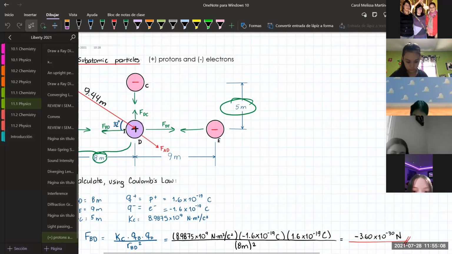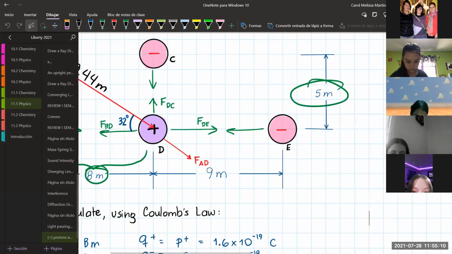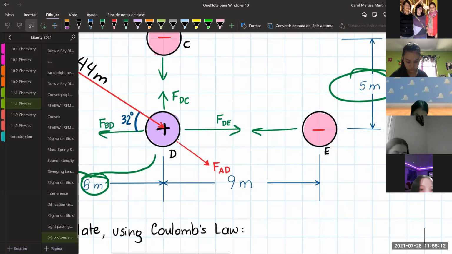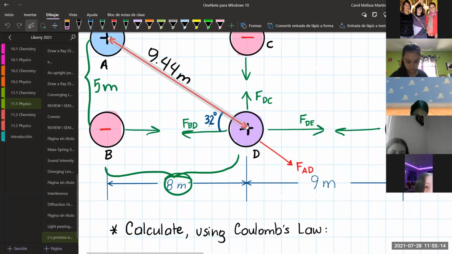But take a look, because this force is inclined, it's at an angle, we need to indicate the direction of the force. Now, how can we get it? I know this angle, but this angle is between the particles AD. Now I want to know the angle of the force.